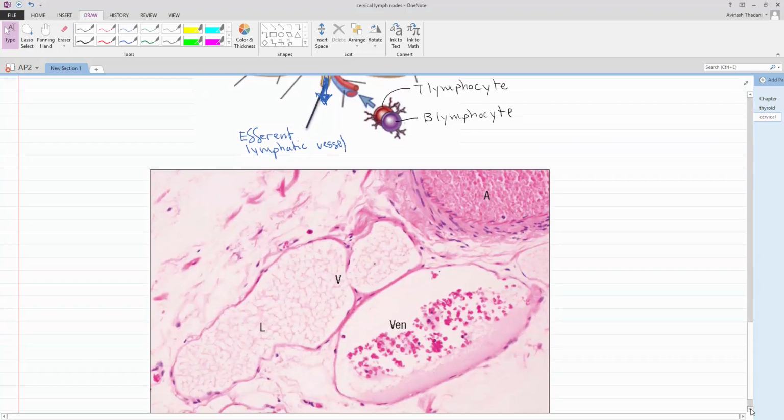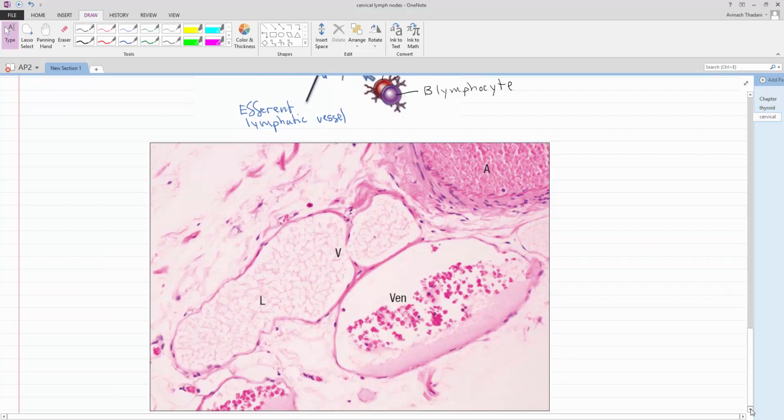So this L stands for the lymphatic vessel. Here's the L. The L is a typical lymphatic vessel. You can see it's really thin-walled, and the A stands for an artery. The V, ven, stands for venule. I guess this is really not an artery, it's arterial. Whatever, arterial. And as I said, ven is for venules.